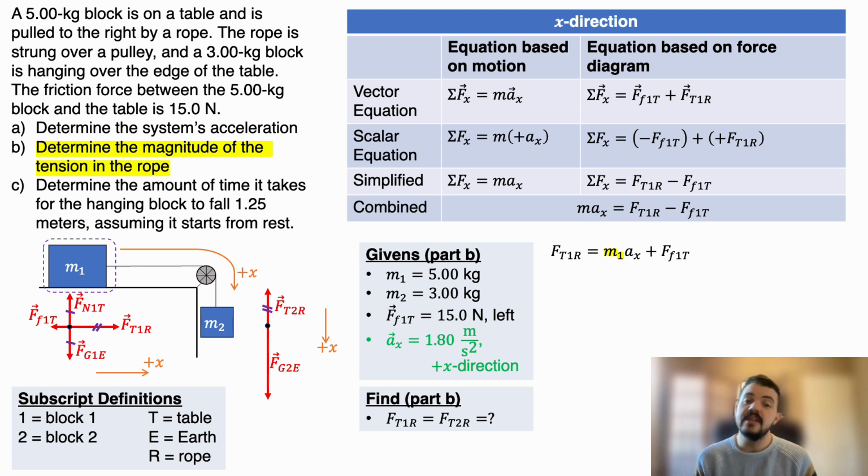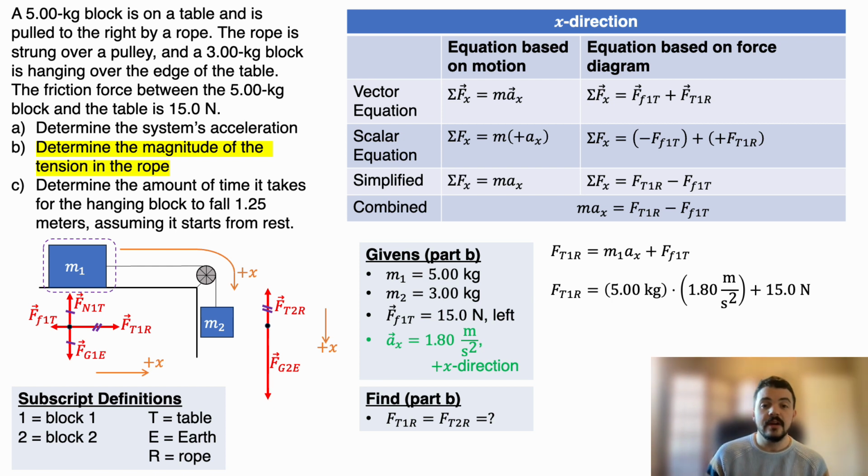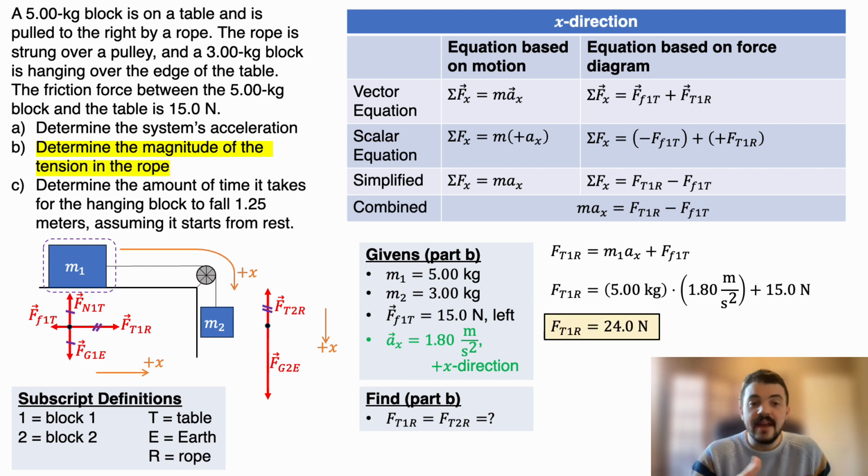Everything on the right side of the equal sign is in my givens list, and so we can plug in numbers. The tension force on block 1 by the rope is 5 kilograms times 1.80 meters per second squared plus 15 newtons. Another way to think about that is the tension force has to be bigger than the friction force of 15 newtons by an amount equal to ma. And when we evaluate that, we find that the magnitude of the tension force on block 1 by the rope is 24.0 newtons.